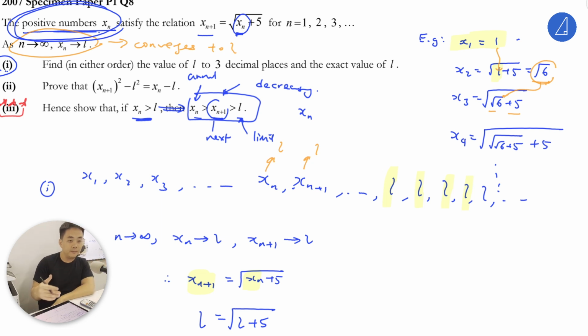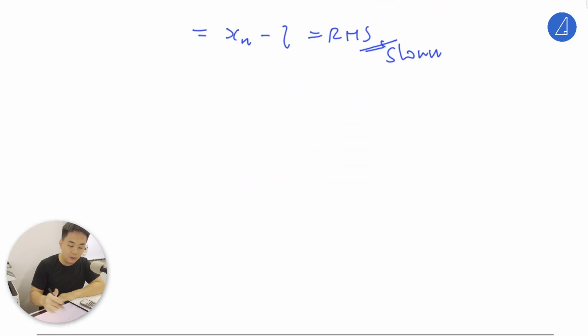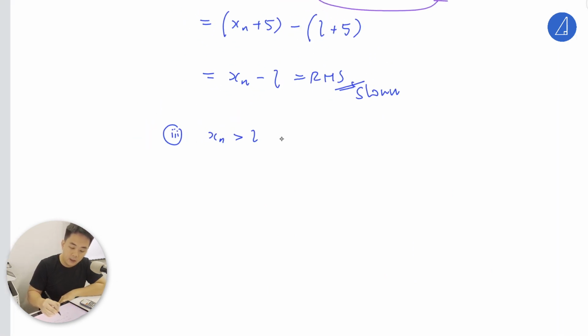Try to understand what you're trying to say. So the xn, the current term, is bigger than the subsequent term, and then it's bigger than the limit. So that's what they're trying to say. Okay, so we slowly start from the first part, which is what was given. Part 3, this one, xn and L. So we know xn and L.